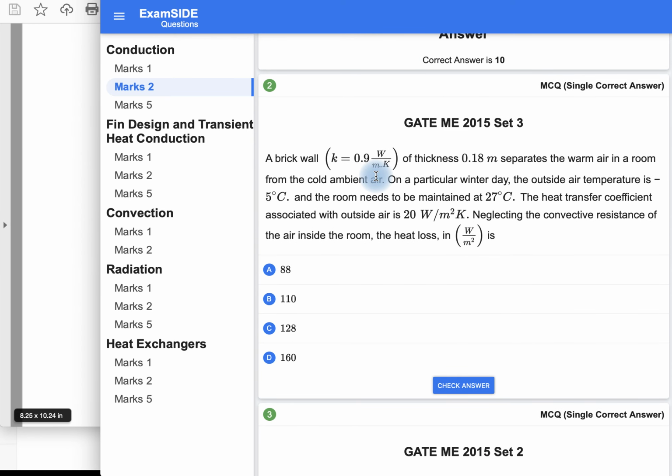A brick wall of thickness 0.18 m separates the warm air in a room from the cold ambient air. In a particular winter, the outside air temperature is 5 degrees Celsius and the room needs to be maintained at 27 degrees Celsius. The heat transfer coefficient associated with the outside air is 20. Neglecting the convective resistance of the air inside the room, the heat loss is.